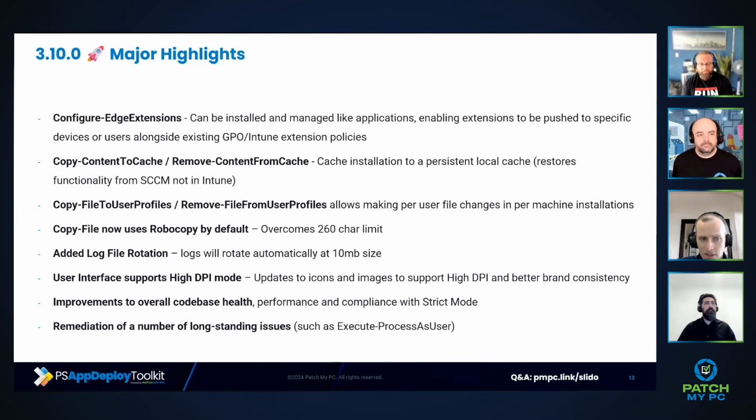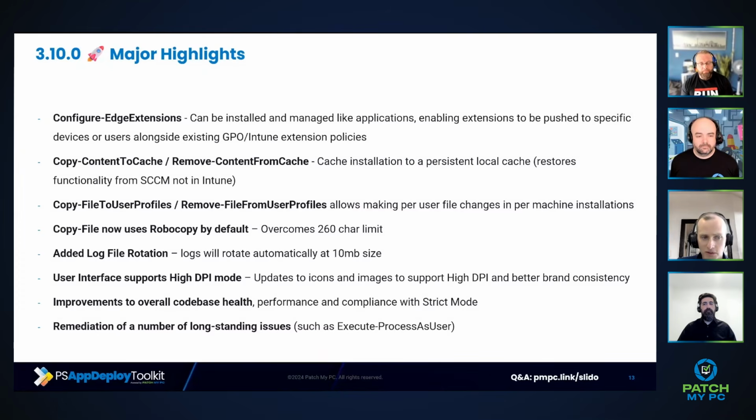Copy content to cache is another new function, which enables caching of installation sources to a persistent local cache. This one's particularly useful for folks who've migrated from ConfigMgr to Intune and are missing a dedicated cache. Copy file to user profiles is another new function. This one enables copying and removing of files from user profiles, including the default profile for per-machine installations.